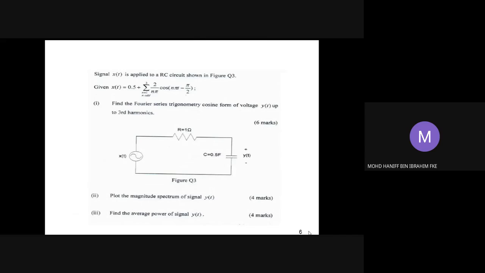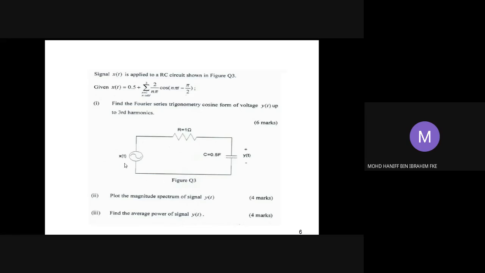Okay, so let's proceed with these examples here. Again, we are dealing with the circuits problem. We are given an RC circuit now. Just now it was an RL circuit, so now it's an RC circuit. The RC circuit has a value of R of 1 ohm and a capacitor of 0.5 farad.